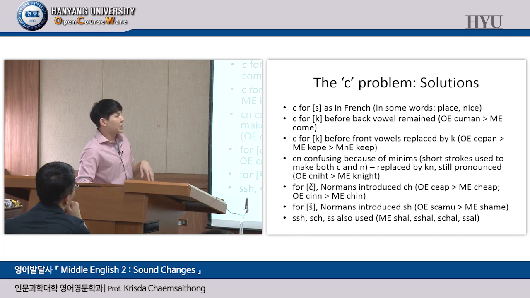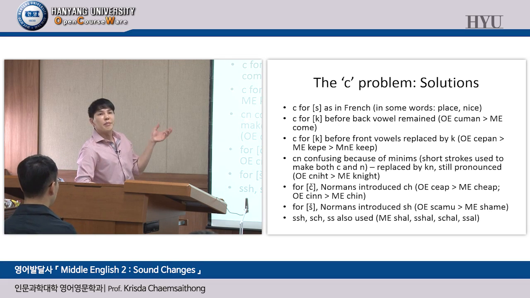Now, this one changed in Middle English. C for K before a front vowel was replaced by K. So in Old English, this is cempan, right? Cempan pronounced with a K, although it was written with a C. Now in Middle English, they changed the convention to a K. They changed the convention to a K, okay?